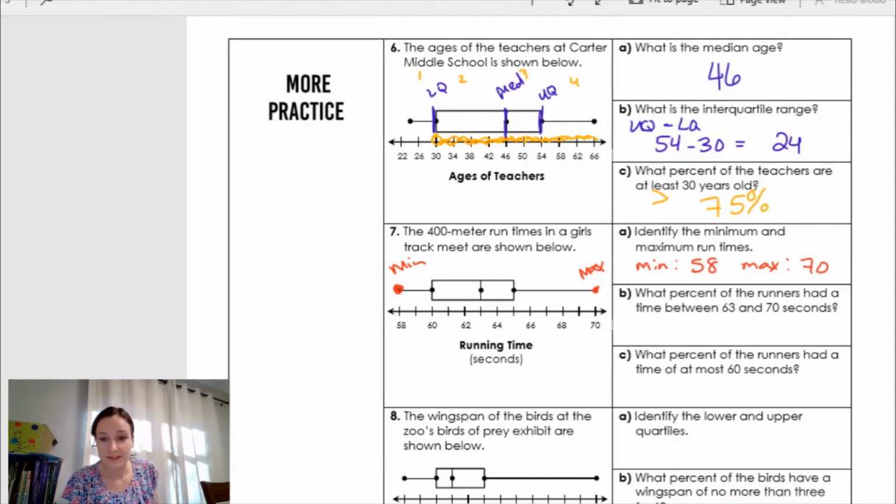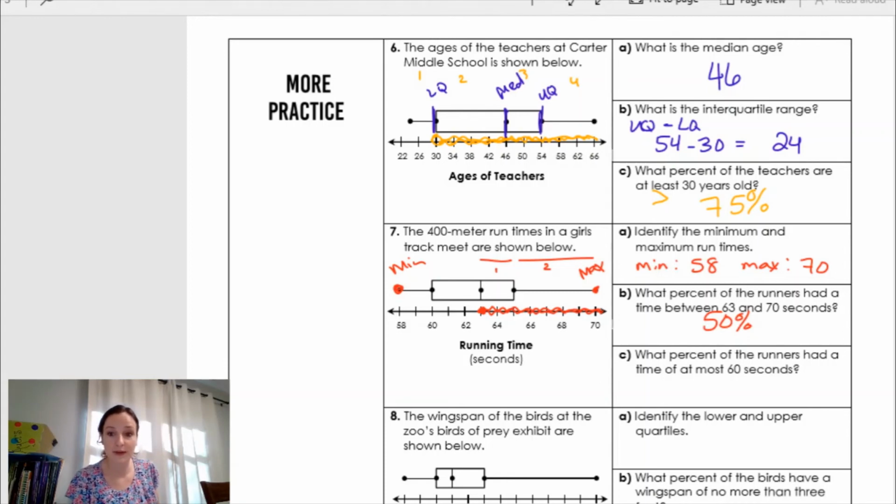Okay. What percent of the runners had a time between 63 and 70 seconds? So here's the value 63 in between 62 and 64, all the way up to 70 seconds. So notice how many quartiles does this represent? From here to here is 1 quartile, and from here to here is 2 quartiles. So you have two 25%, which will be 50%. So half of the runners had a time between 63 and 70 seconds.